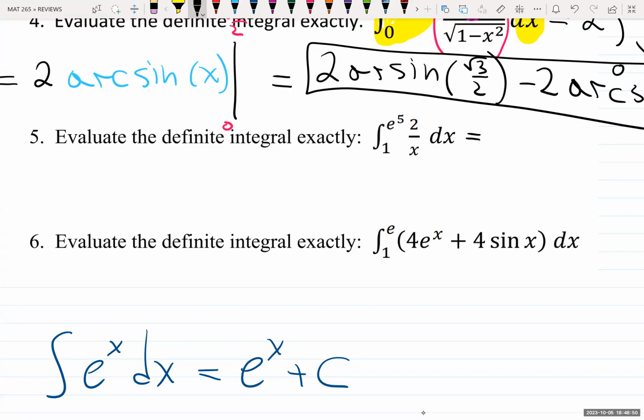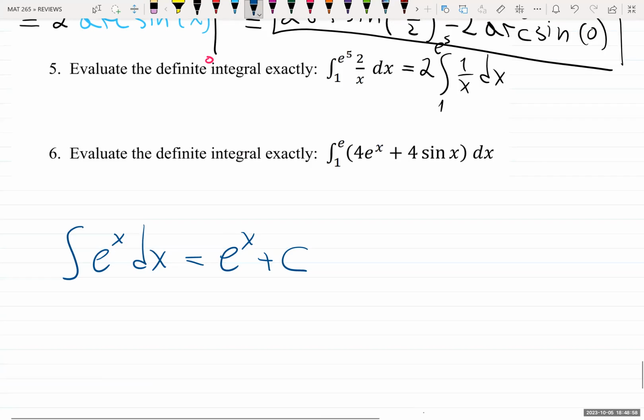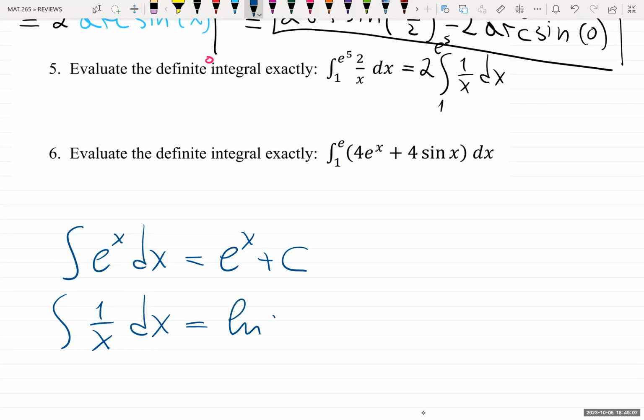Kick the 2 out. 2 integral 1 over x dx from 1 to e to the 5. While e to the x is e to the x, for 1 over x dx you ask yourself, what gave you 1 over x when you differentiated it? And you're like, oh, log gave me that. But there is a problem. x in this integral can be negative. It cannot be 0, but it can be minus 5, for example, while x in the log cannot be negative.